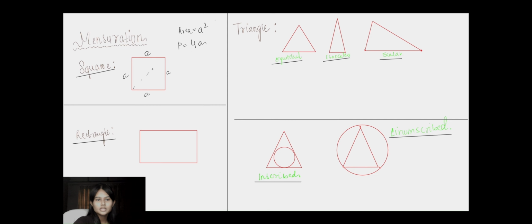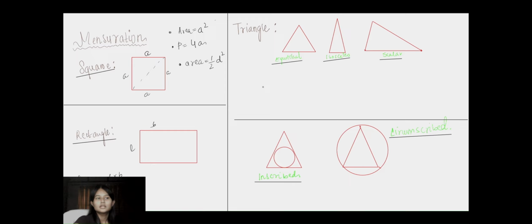Now there will be a case where the diagonal will be given. Then what we can get is the area is half diagonal square. So these three are the major square formulas that we need to know. For a rectangle, we have length and breadth. Area is length into breadth. Perimeter is 2 into (L plus B), right?